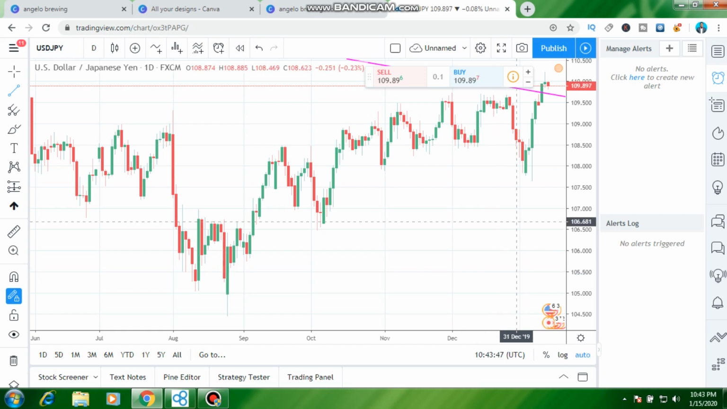On the 1st of February, we will come back and review this trade, USDJPY. So today is 15th, so we have 15 more days. After 1st February, we will come back and review this trade and see how it has actually turned out.